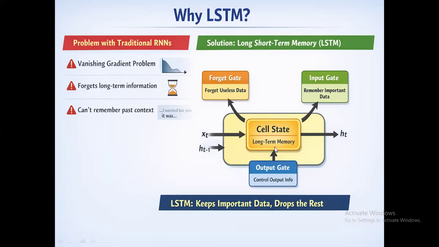Overall, this diagram conveys that LSTM acts as an intelligent memory system capable of learning long-term patterns effectively. So simply we can say it keeps important data and drops the rest. Hope everyone understood the difference between the problem with the traditional RNN and the solution. These problems will be overcome by using this structure. The structure is known as long short-term memory.